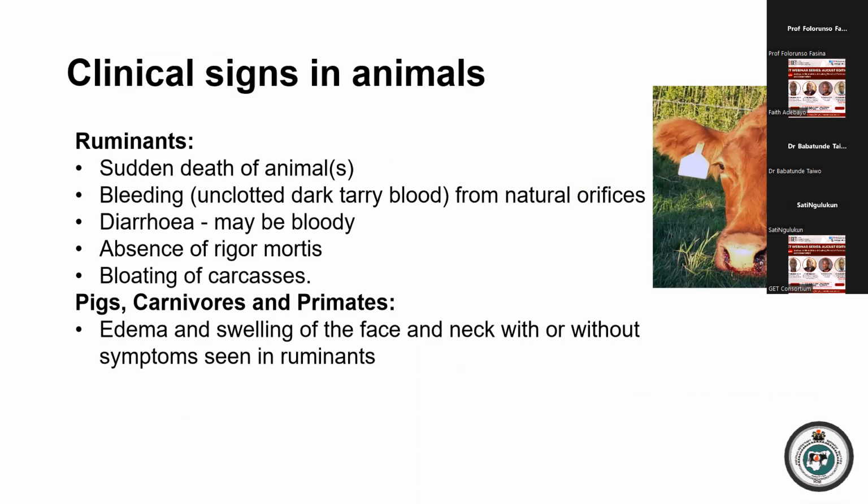And then if the animal dies, normally if an animal or a human being dies, there is usually what we refer to as rigor mortis, that is stiffness of the muscle. When an animal dies from anthrax, there is this absence of rigor mortis, and sometimes bloating of the carcass. For pigs and carnivorous animals and also primates, usually the disease is manifested in the chronic form or the subacute form, and usually it is shown by edema and swelling of the face and the neck. And then sometimes they may show some of the signs that are also shown in ruminants.